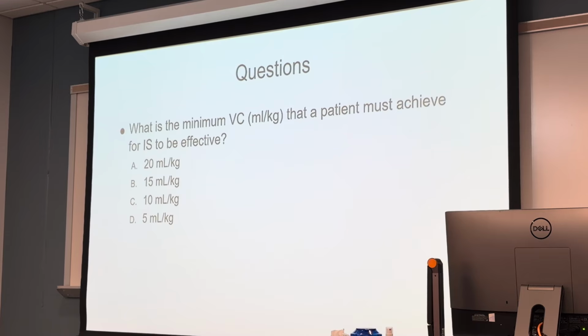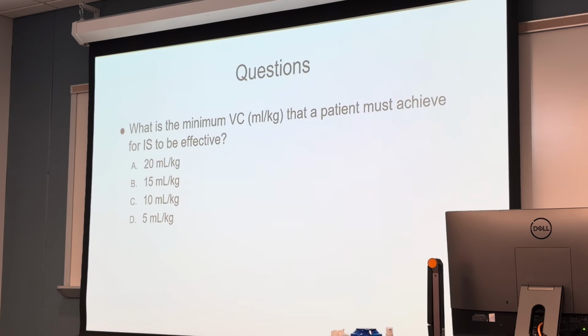What's the minimum vital capacity in mLs per kilo that a patient must achieve for incentive spirometry to be effective? Is it 20, 15, 10, or 5 mLs per kilo? The minimum vital capacity: 10. Make sure you remember that number. 10 mLs per kilo. And I know in this program there are 1,000 numbers you have to know and remember.